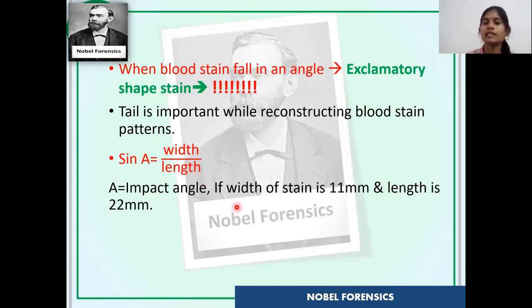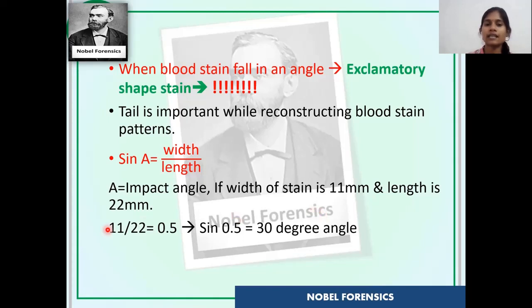For example, if the width of the stain is 11 mm and the length of the stain is 22 mm, how can we identify the angle? Now we know the length and width of the stain, so we just apply them in this formula. It is 11 by 22, which is equal to 0.5. So sin A equal to 0.5 gives a 30-degree angle.